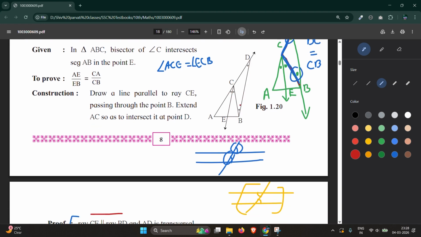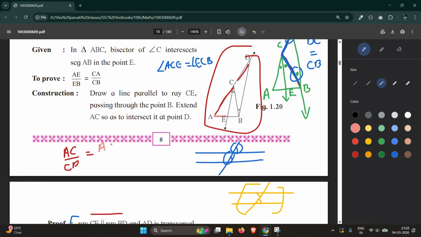So that's why now in this triangle, if you see, we can have the ratio AC, which is this, upon CD equal to, so I'll take a different color, AE upon EB.